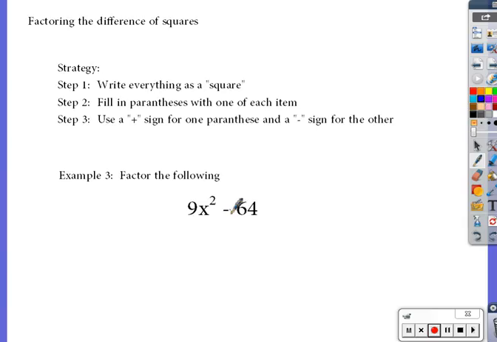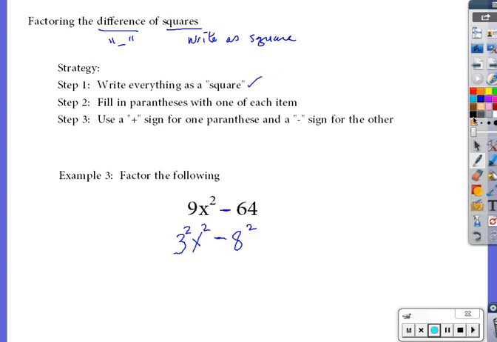One, it's a minus sign. That's where the word difference comes in, minus. Squares means you can write everything as a square. So what do I mean by that? 9 can be written as a square. What is 9 as a square? It's 3 squared. The x squared is already written as a square. 64 can be written as a square. It's 8 squared. So that's the first step, write everything as a square.